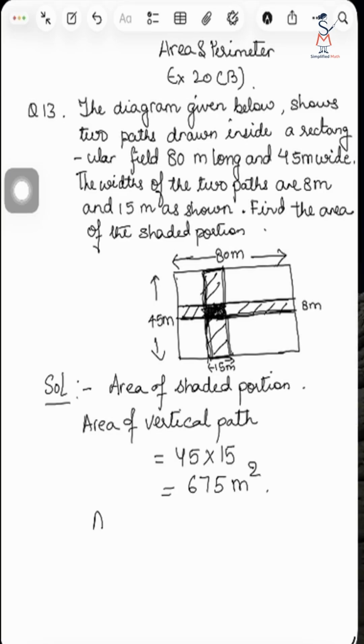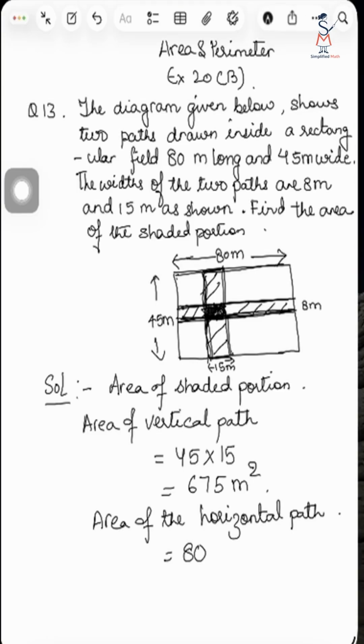Now what is the area of the horizontal path? The area of the horizontal path is, this is the horizontal path. What is this length? This is 80. This much is 80, and this much into 8. That is 640 meters square.